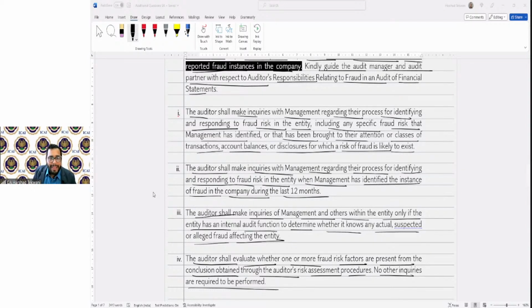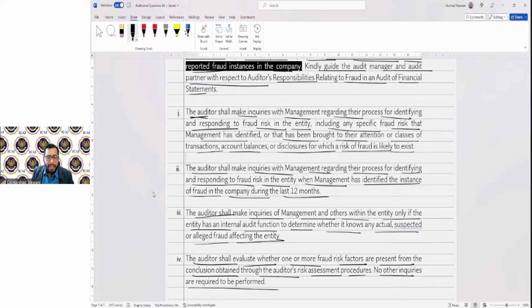So in this case, let's see the particular exam options over here. The auditor shall make inquiries with the management regarding their process for identifying and responding to the fraud risk in the entity, including specific fraud risk. This is for the classes of transaction and fraud risks which are likely to exist. Okay, this appears to be good, but let's see the other one.